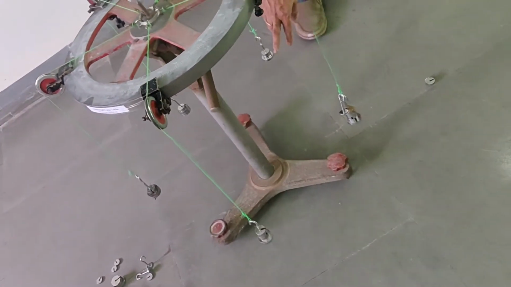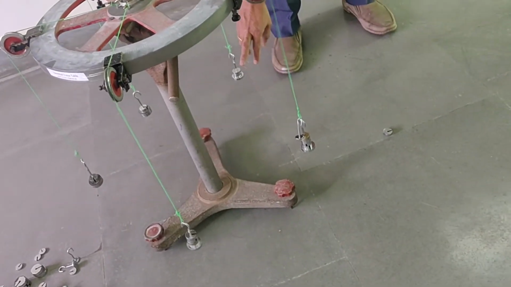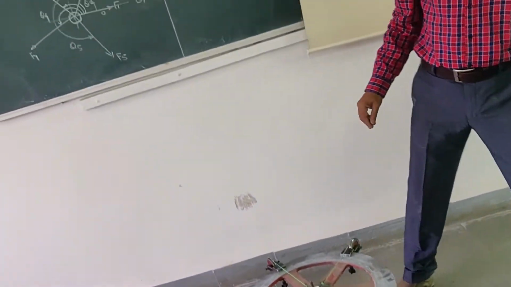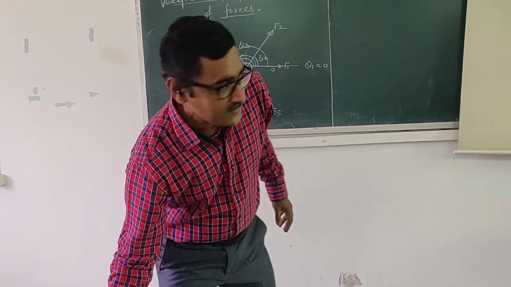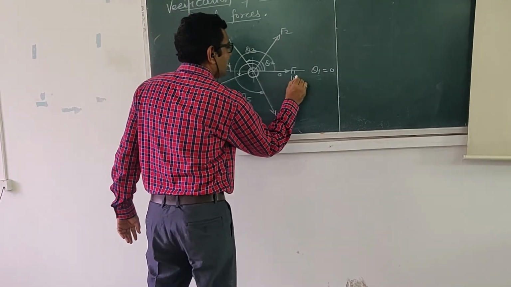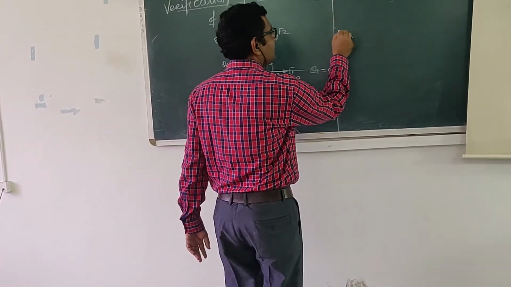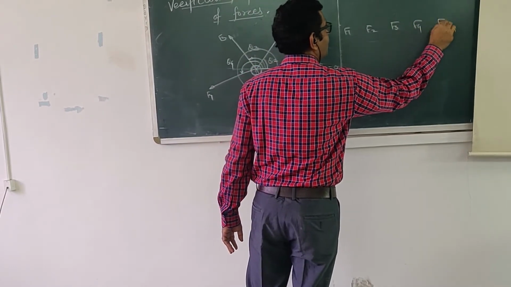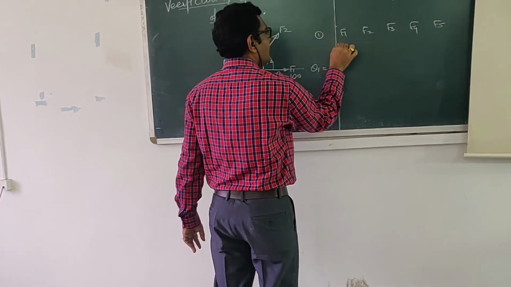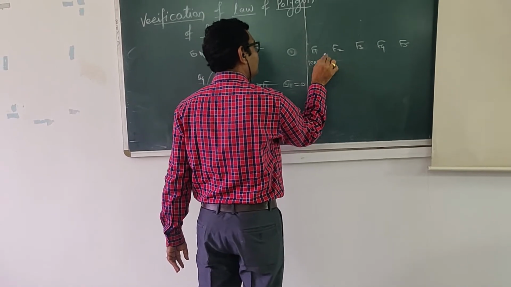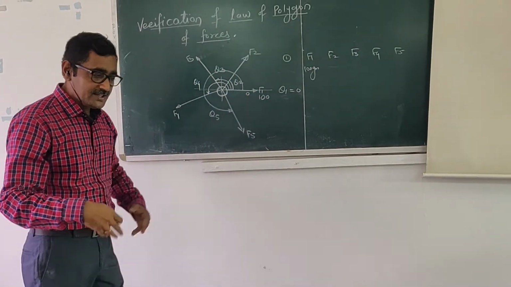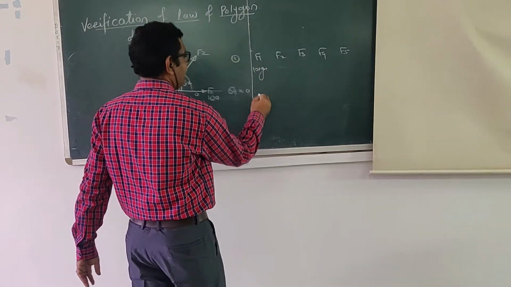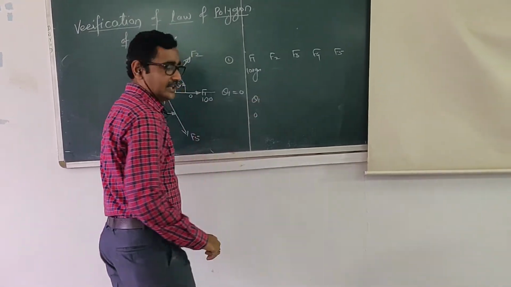So 50, and then 25 plus 25 means the F1 force is 100 gram. This F1 force is 100 gram. This is F1, F2, F3, F4 and F5 for the first reading. F1 is 100 gram, which you have to convert into Newton later on. I will explain how to do the calculation. So this is F1, and theta 1 is 0 degree.